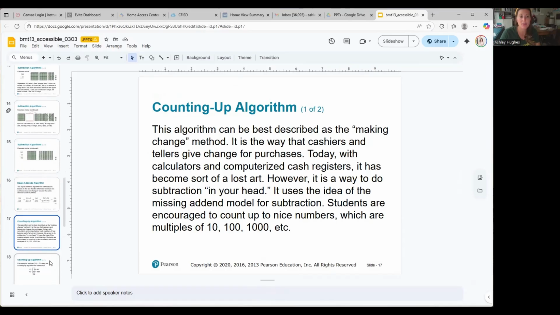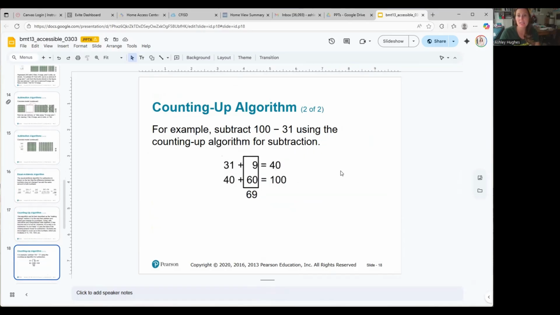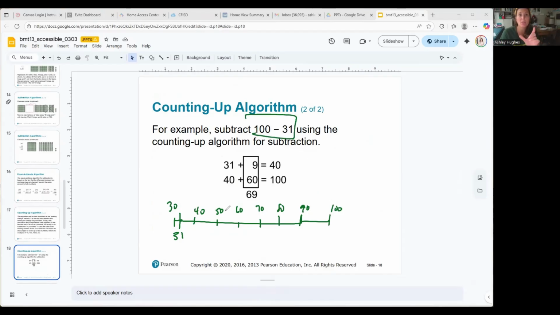This is just talking about how you can make change easier. So say I want to do 100 minus 31. I actually like to think about this as a number line. So we're at 31 here. Here's 30. So 30, 40, 50, 60, 70, 80, 90, 100. And I'm trying to get to 100, right? So the difference here is how far apart they are.